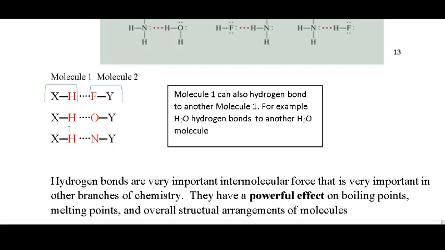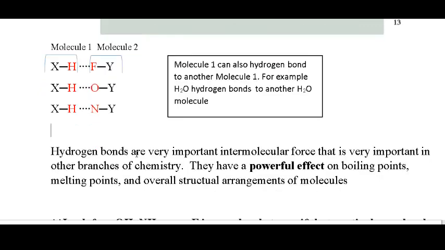These guys are going to be partial positive because this X is pulling electron density this way, away from the hydrogen. And the presence of fluorine, oxygen, and nitrogen, very electronegative elements, are partial negative because they're pulling electron density towards it. You have a very, very powerful effect and a very, very strong effect on your boiling point and your melting point, these sort of physical properties.